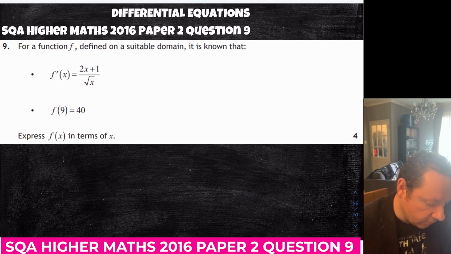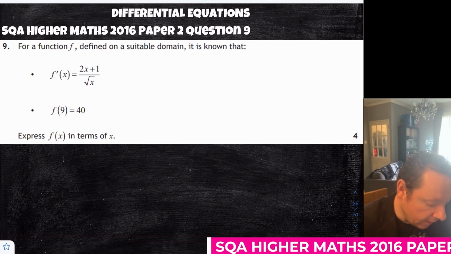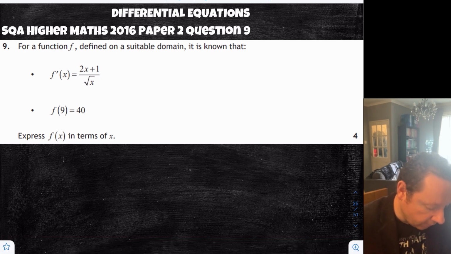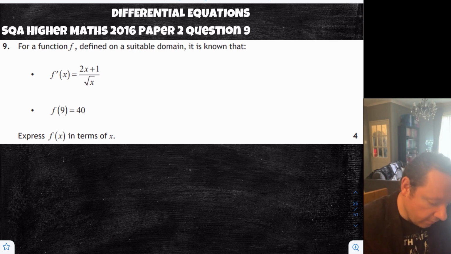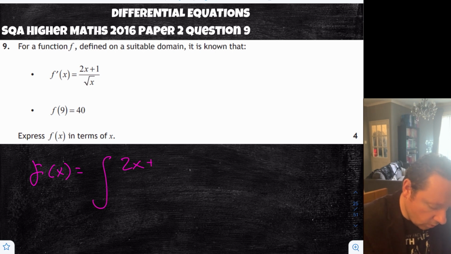For a function f defined in a suitable domain, f dash x is equal to this, and f of 9 is 40. Express f of x in terms of x. So again, it tells us that f dash x equals that. So if I integrate, I'm going to get f of x. So I just integrate the right. So I can just straight away say that f of x is the integral of 2x plus 1 over root x dx.